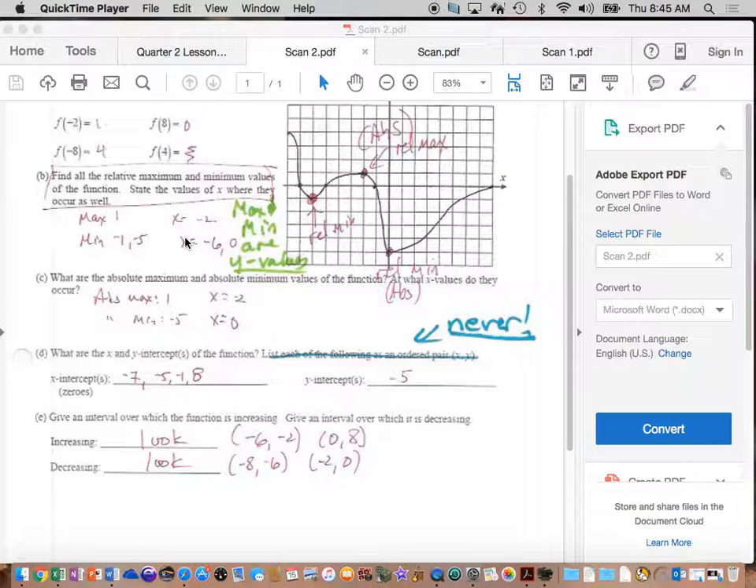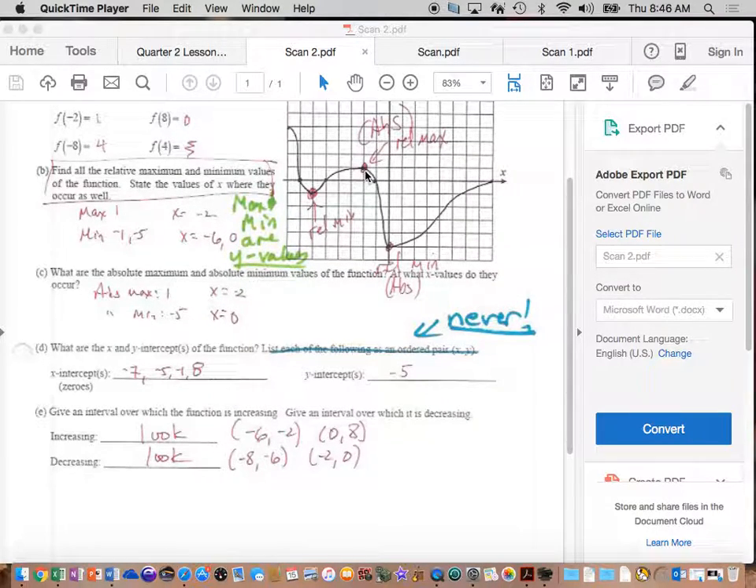The absolute max is the highest of the high, and the absolute min is the lowest of the low. So in terms of a maximum, there's only one maximum. It's 1. Now, some people put down the x values for this. No, you put down the y values. A maximum or a minimum are always going to be the y values.